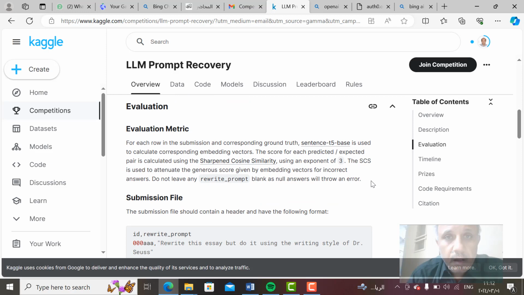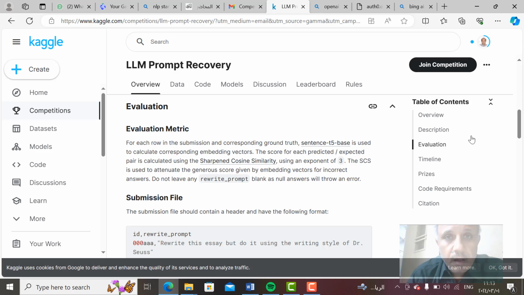For each row in the submission and corresponding ground truth sentence, T5 base is used to calculate corresponding embedding vectors. The score of each predicted and expected pair is calculated using the sharpened cosine similarity, using an exponent of 3. The SCS is used to attenuate the generous score given by embedding vectors for incorrect answers. Don't leave any rewrite prompt blank, as null answers will throw an error.